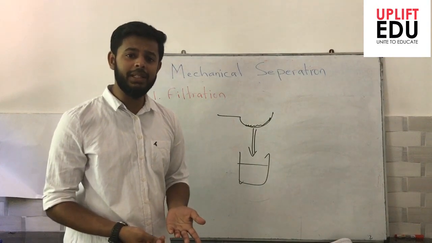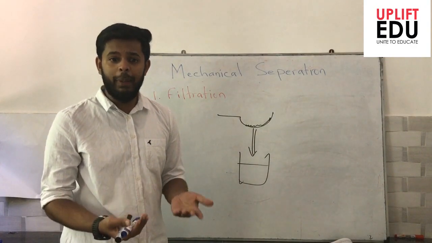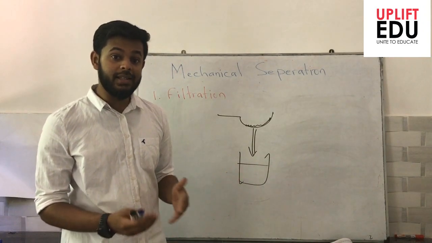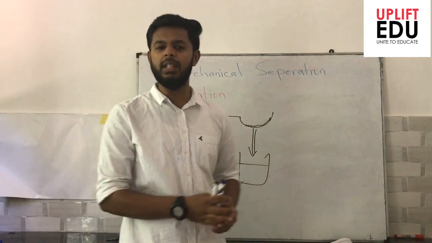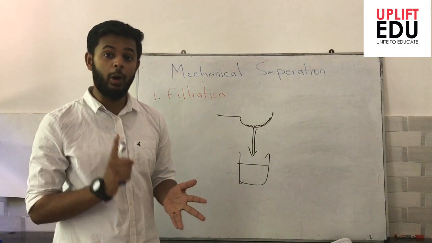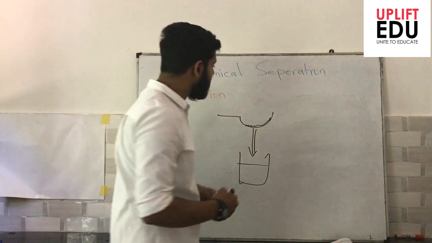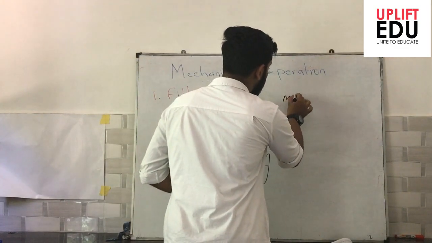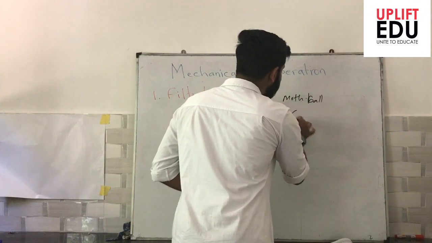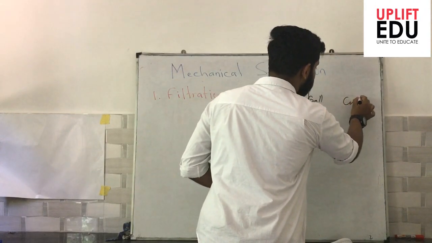Let's look at an example that we practice in our laboratories. When I started the topic of mixtures in our previous video, we explained the mothball and copper sulfate mixture. Mothball, or naphthalene, is a white colored ball, and the other one is copper sulfate.